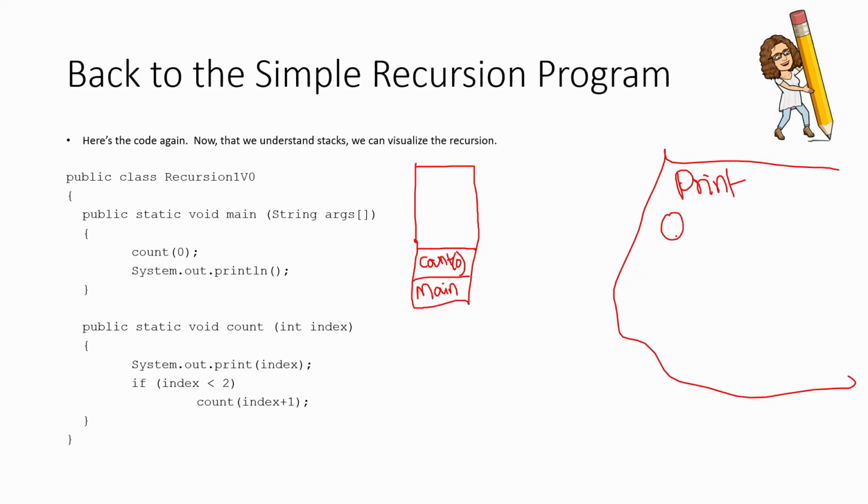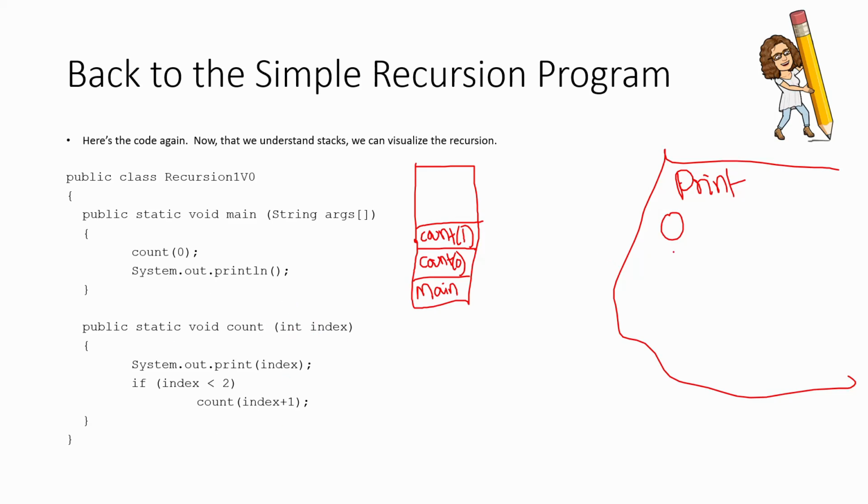So count sent a 0 first. If 0 is less than 2, I need to count 0 plus 1. So now onto the stack, I need to put count 0 plus 1, which is a 1. Now notice count 0 is not off the stack because I haven't technically finished. Count 1 has to finish before count 0 can actually get off the stack.